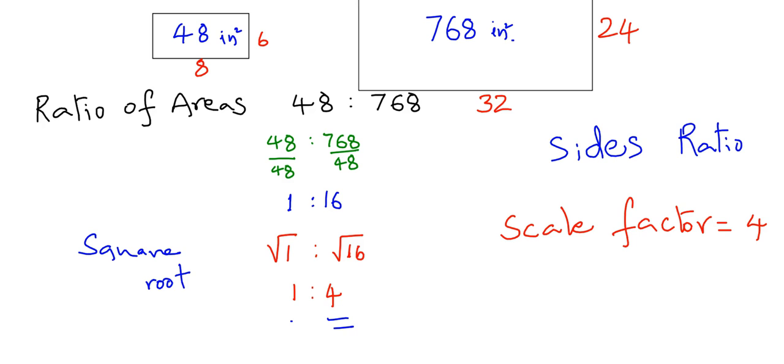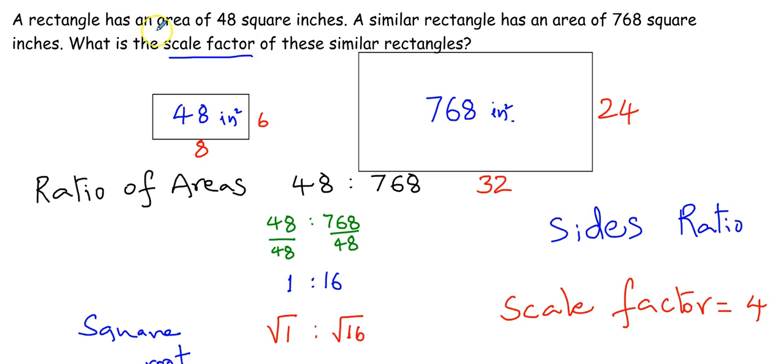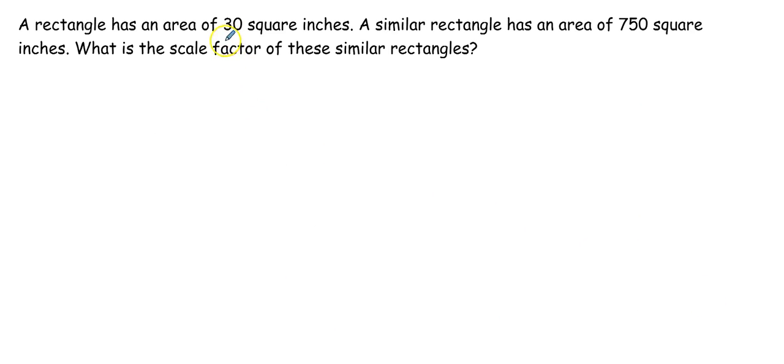So, please try this next problem. Using the same process, there we had 48 and 768, those are the areas of the two rectangles. And in this one we have 30 square inches as the area of the first rectangle, and 750 square inches as the area of the second rectangle. Please find the scale factor of those two similar rectangles.